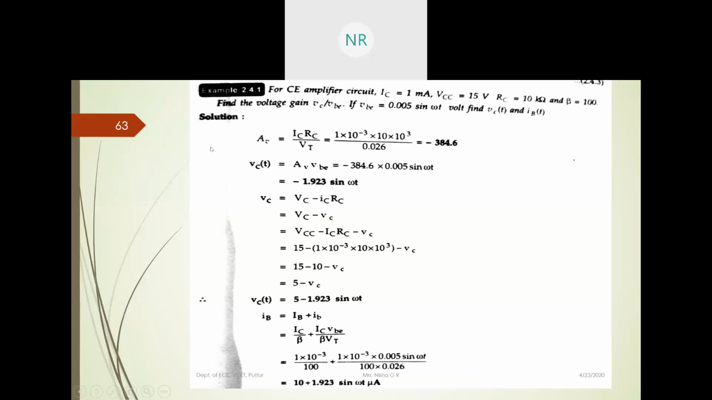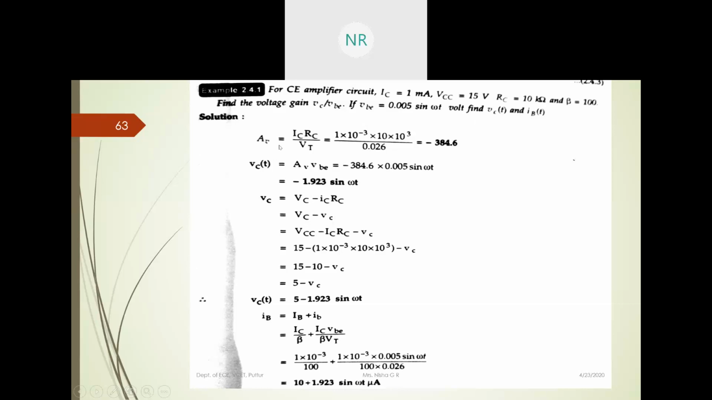So what is the voltage gain formula? Just now we have seen it should be minus IC by VT into RC, or minus GM into RC. Here GM is not given, so we can write it in terms of IC and VT, because we know the VT value and IC is given in the problem. The IC value is 1 milliampere, VCC is 15 volt, RC is given, beta is given. We need to calculate the gain, vc by VBE. vb is also given here, 0.05 sine omega t. We need to calculate the output voltage and the base current.